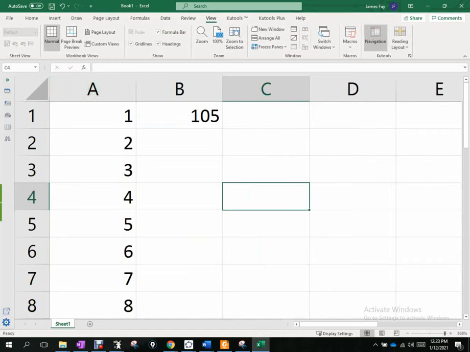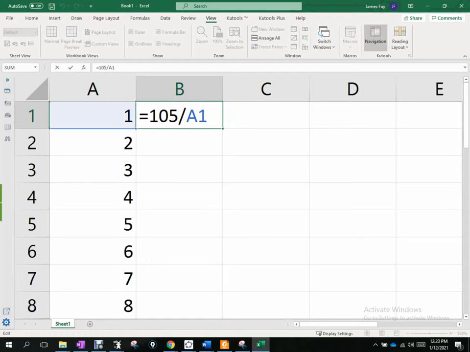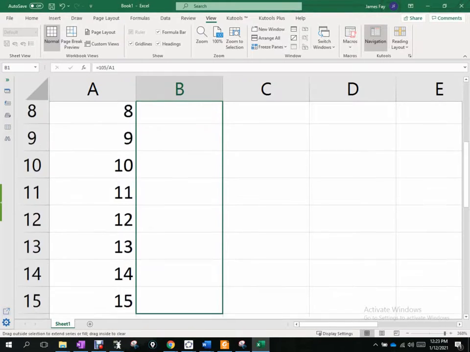All right, so in this column, these basically are going to be one factor. Then in this cell, 105 divided by A1. So that means it's going to take 105 and divide it by whatever I put in that cell. Then I'm going to click on that and drag this bottom right corner all the way down.